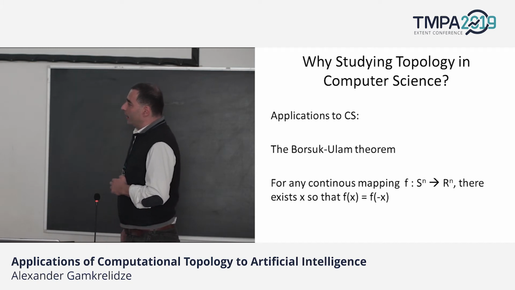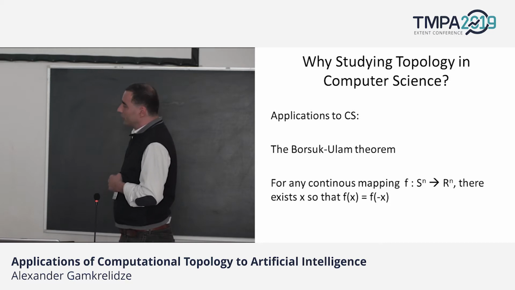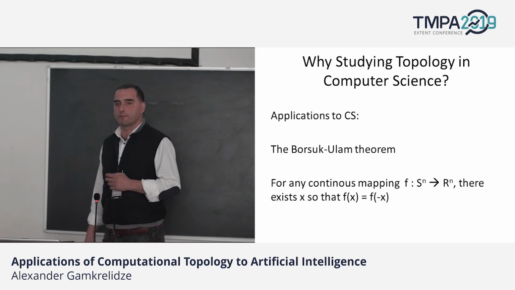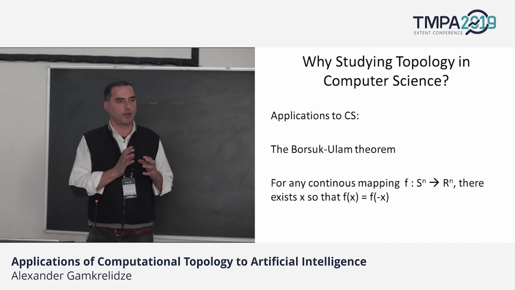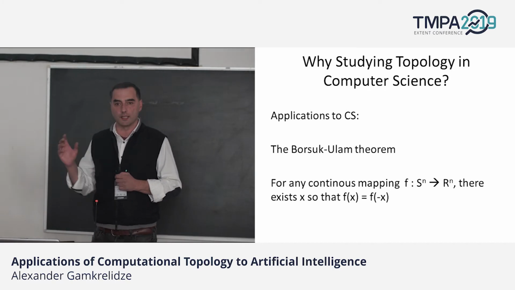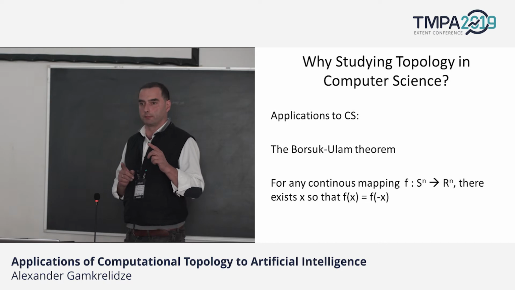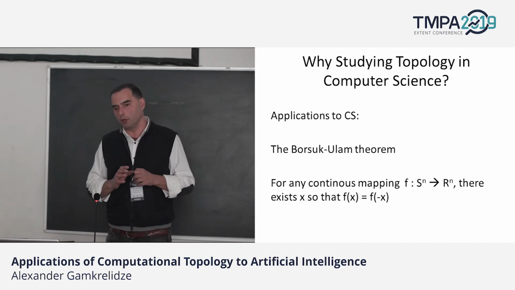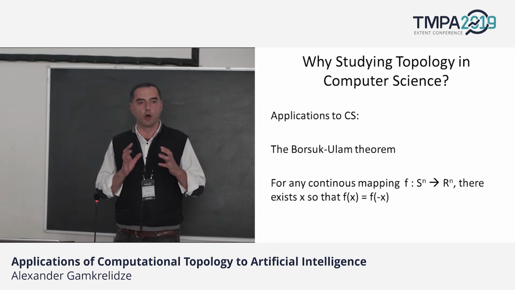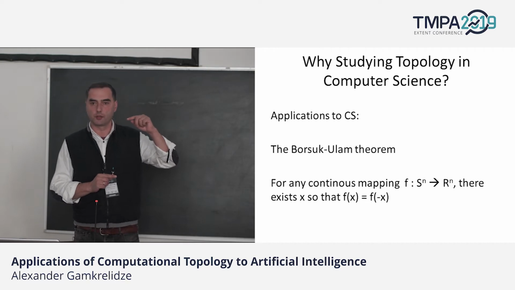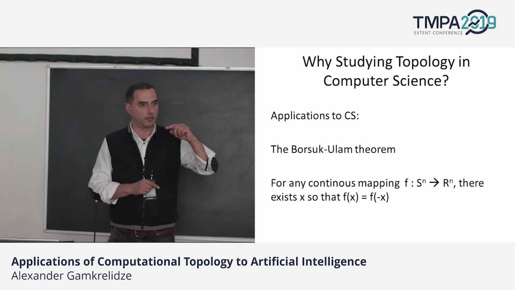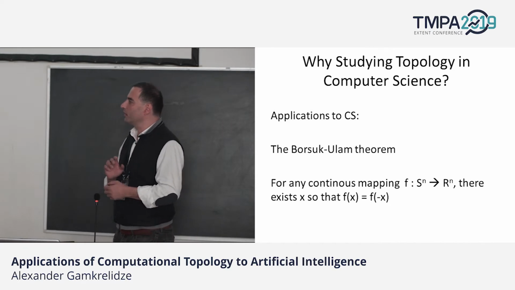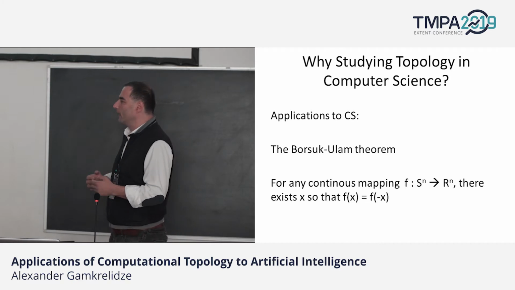One of the earliest applications of topology to computer science was the so-called Borsuk-Ulam theorem. It states that if we have a continuous mapping from an n-dimensional sphere into an n-dimensional space, there are two diametrically opposite points on the sphere that are mapped into one point. So, for example, in our real life, we live on a ball. This is the Earth. And there are two points on the Earth that are diametrically opposite to one another, where the temperature and pressure are exactly the same. This is a very deep theorem, and it helps to solve many problems.